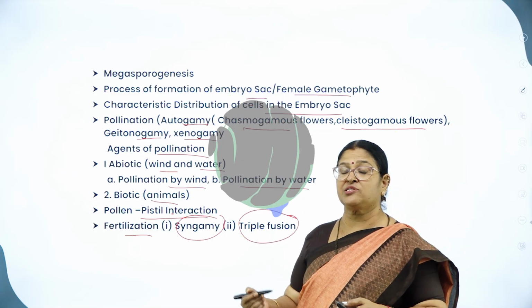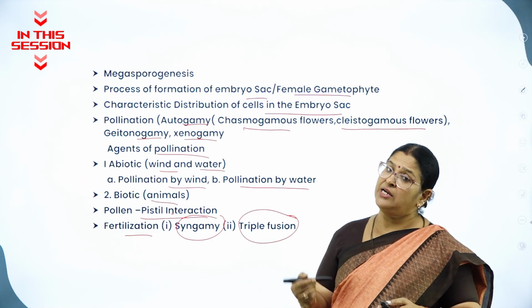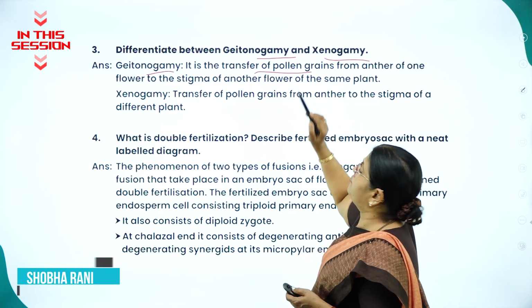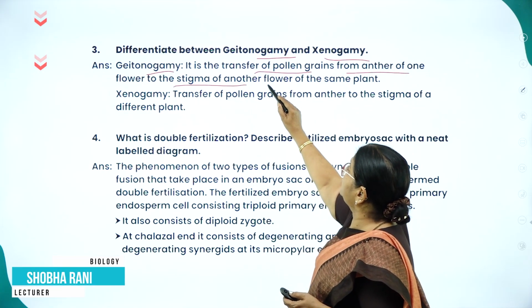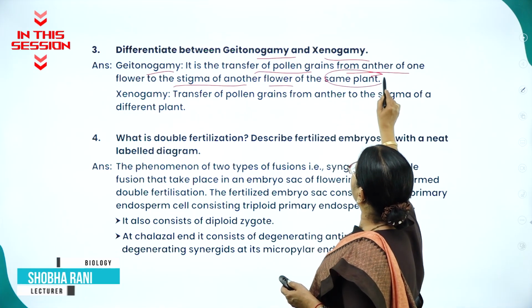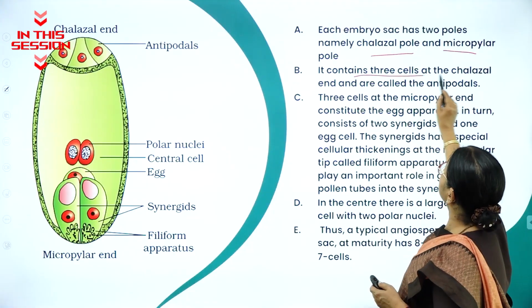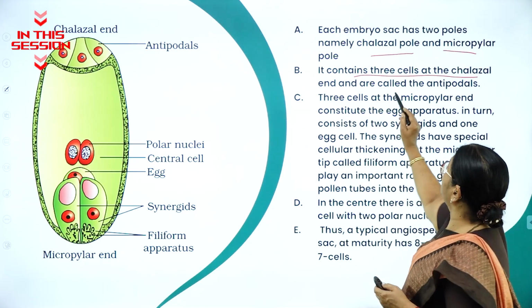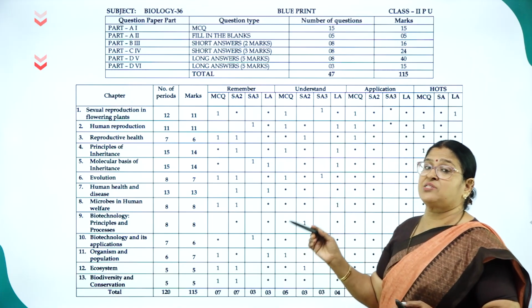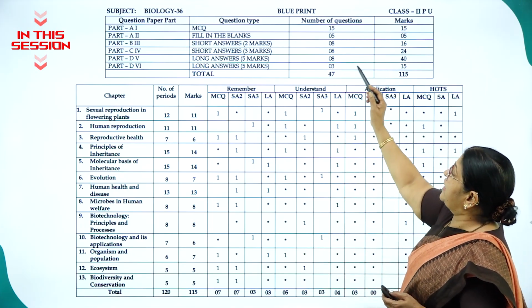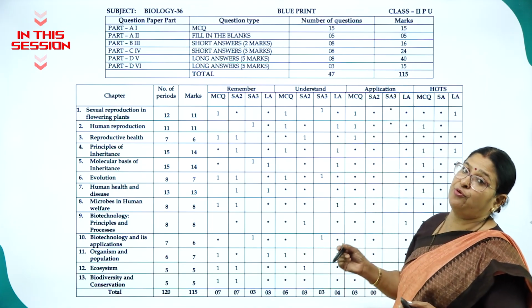The process of fertilization here is called double fertilization and triple fusion. It is the transfer of pollen grain from the anther of one flower to the stigma of another flower, but of the same plant. Then it contains 3 cells at the chalazal end, which are called antipodal cells, which will degenerate. So what is the weightage of marks for a 3 marker question? For 8 questions, it is 24 marks.